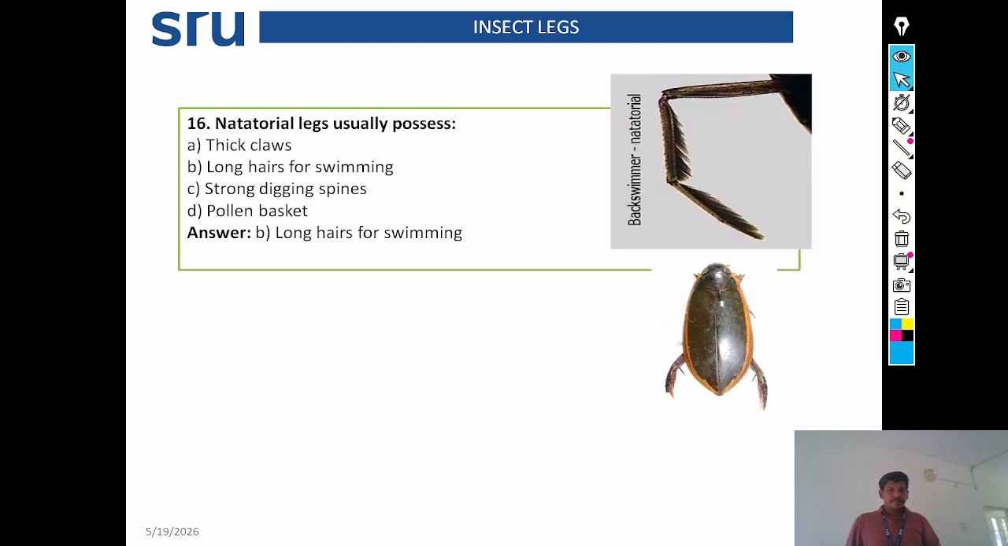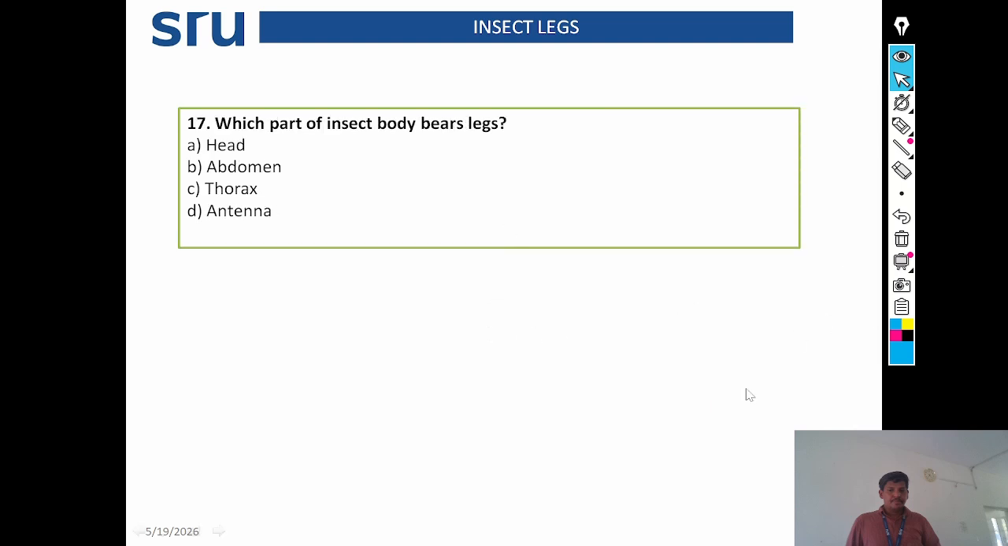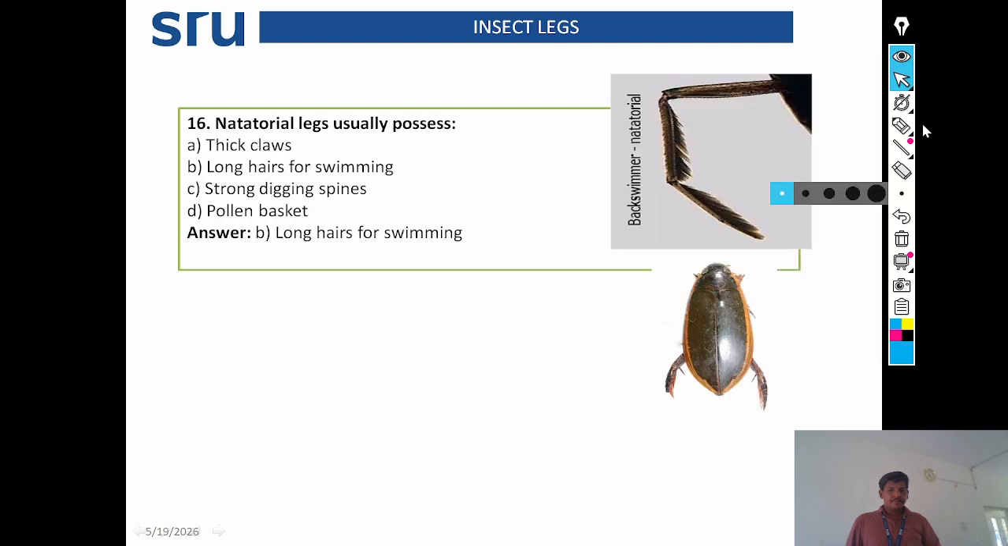Natatorial legs usually possess thick claws, long hair for swimming, strong digging spine, or pollen basket. Your correct answer is long hair for swimming. Natatorial legs usually possess long hair for swimming. These are there in water bugs and water beetles.